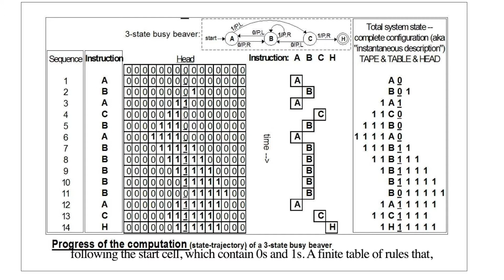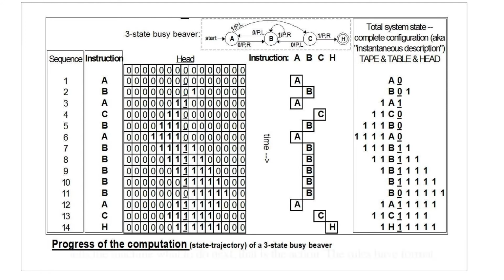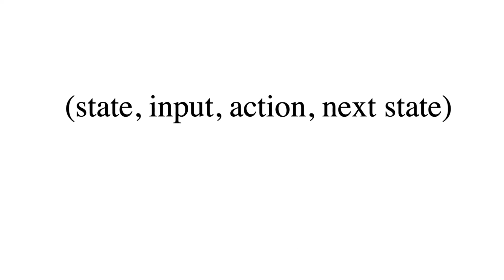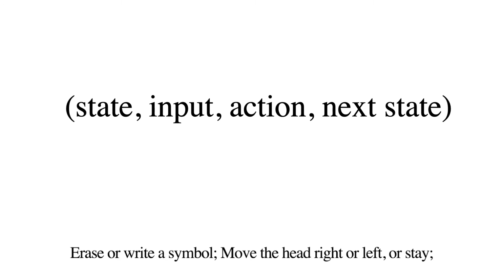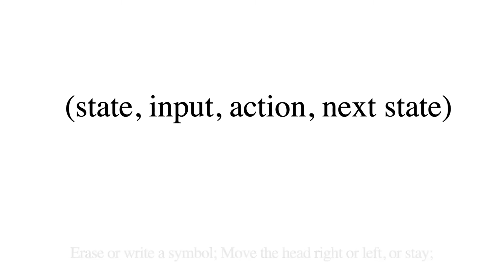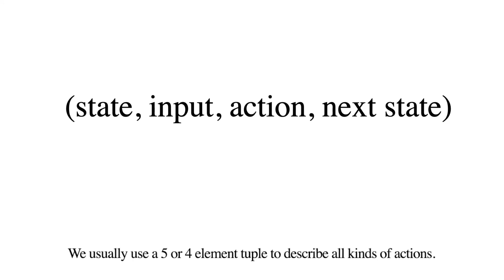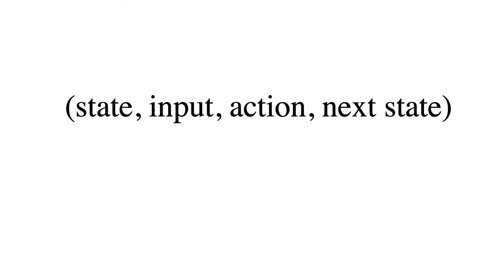There is a finite table of rules that, given the state the machine is currently in and the input the head is reading, tells the machine what to do next. That is the action. The rules have a fixed format. The action is the next operation to be executed. The action includes erasing or writing a symbol, moving the head right or left or staying, and assuming the same or a new state as prescribed. We usually use a 5 or 4 element tuple to describe all kinds of actions.